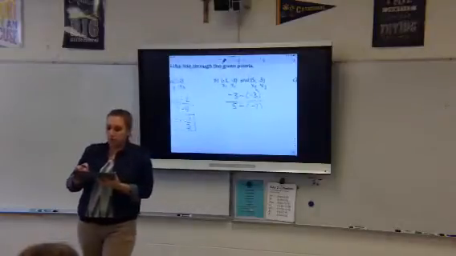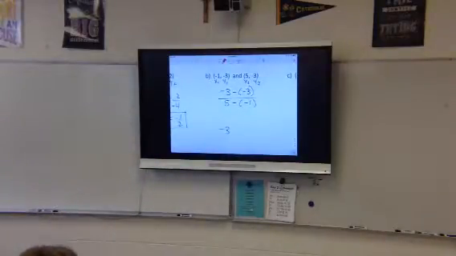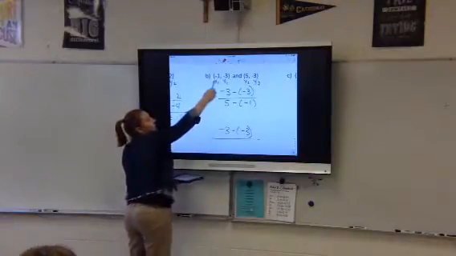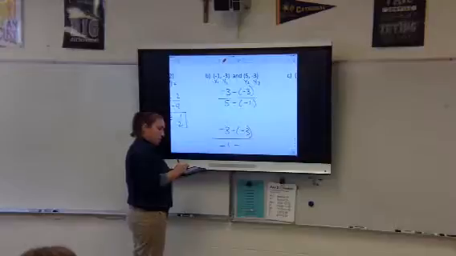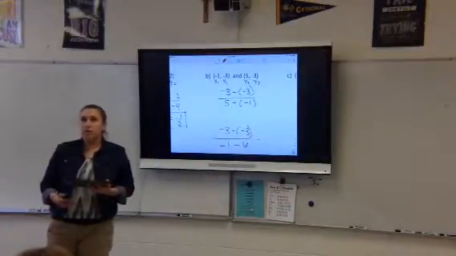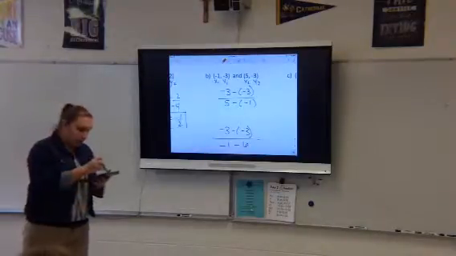Now, if you were a person who didn't do that and you said, I'm just going to do my first one, you still get 3 minus negative 3 on top because it's the same numbers. And then it would be negative 1 minus 6. You'll end up with the same answer either way if you do your math right. Okay?